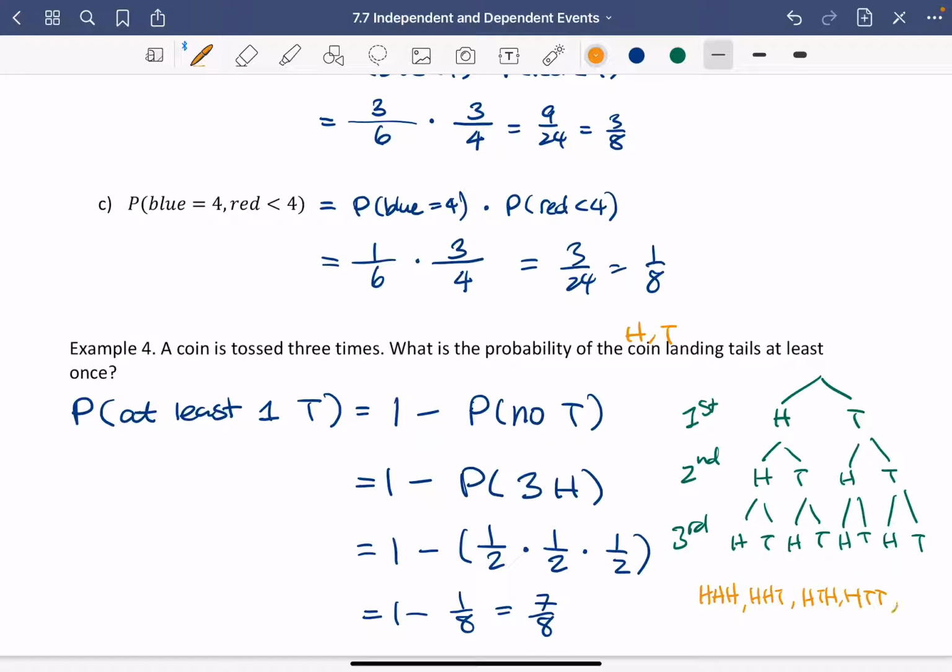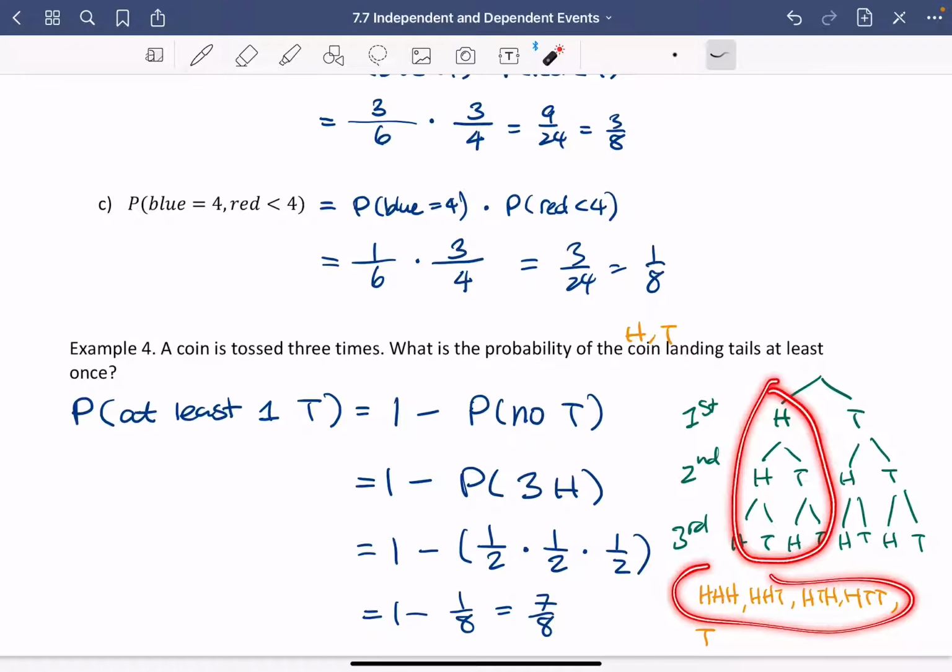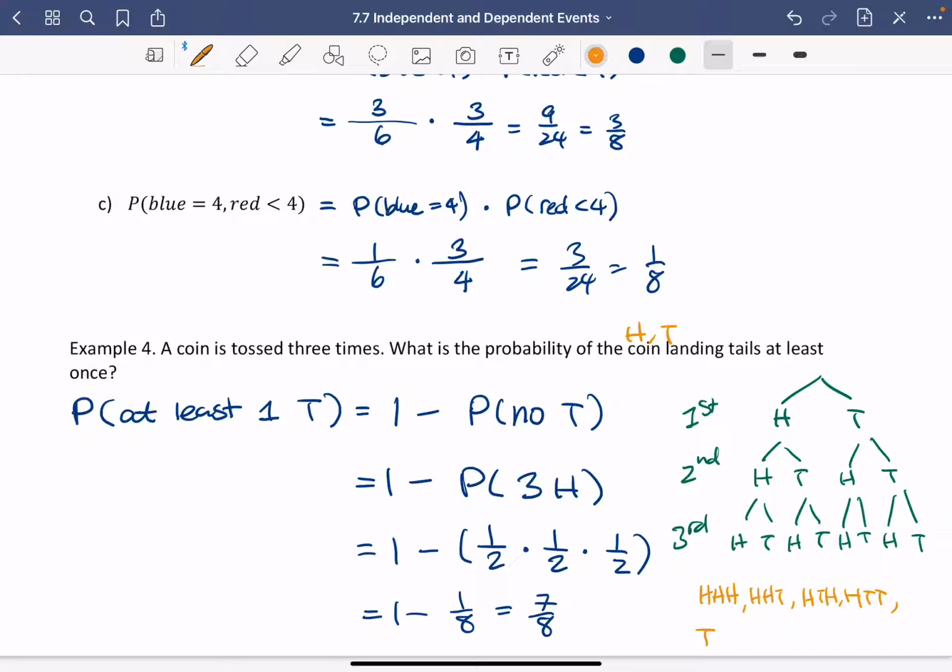Okay, so that's 4, and then the next one, these 4 are from first tossing a head, and then we can have tail, head, head, tail, head, tail, tail, tail, head, tail, tail, tail. Okay, so the question is at least one tail. At least one tail means you must have at least one T in the outcomes. So that's 1, 2, 3, 4, 5, 6, 7. 7 of them.